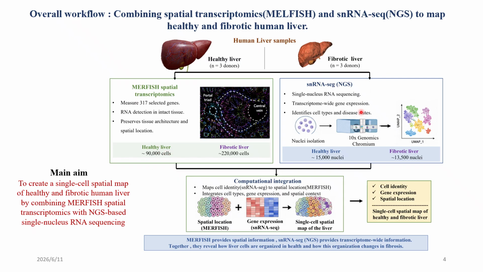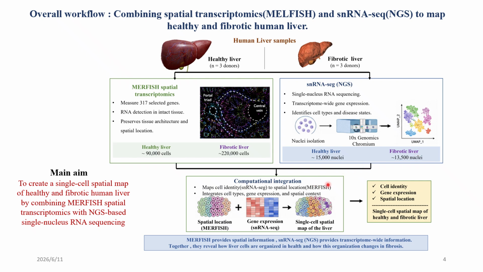On the right side, they used single nucleus RNA sequencing, which is the NGS method in this paper. Single nucleus RNA sequencing provided transcriptome-wide gene expression information and helped identify cell types and disease associated states. They analyzed about 50,000 nuclei in healthy liver and 13,500 nuclei from the fibrotic liver.